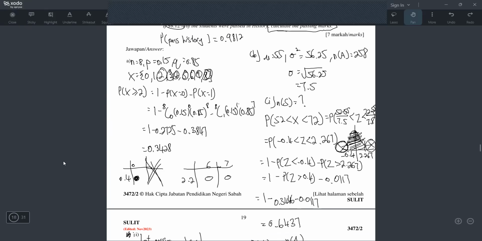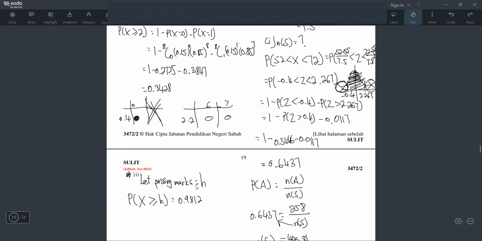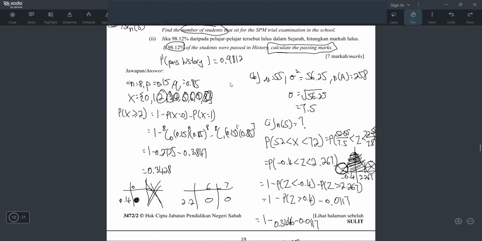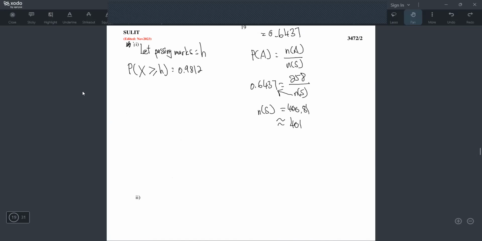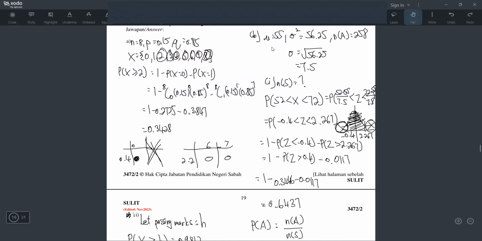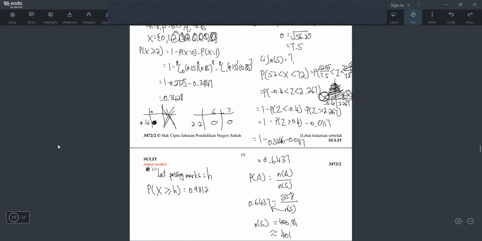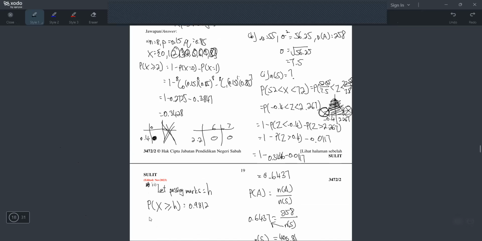But why bigger? Why did I write bigger? Because they say this is the probability of students who passed. It means this probability is the probability of students who score more than the passing mark. So that's why P(X) bigger than H, where H is the passing mark. Now I can continue from here, but first thing first is always change from X to Z. How to change from X to Z? I have to take the X minus mean, divide by standard deviation.